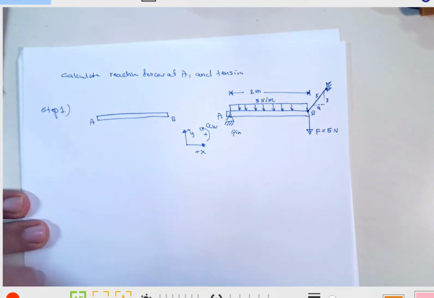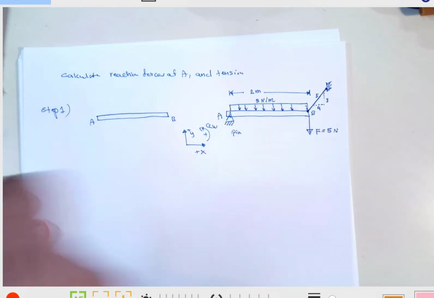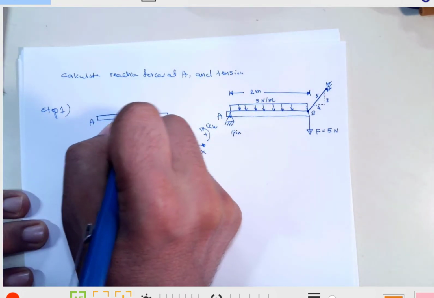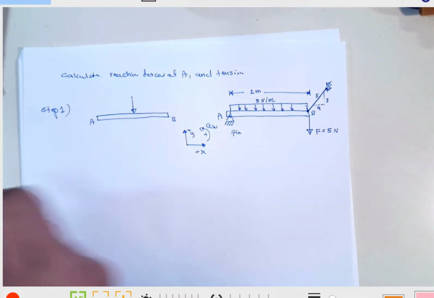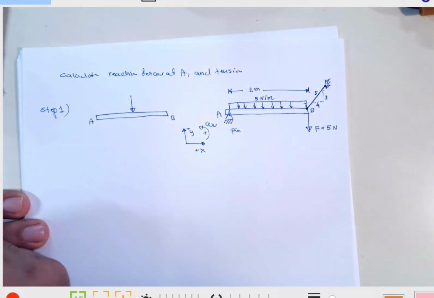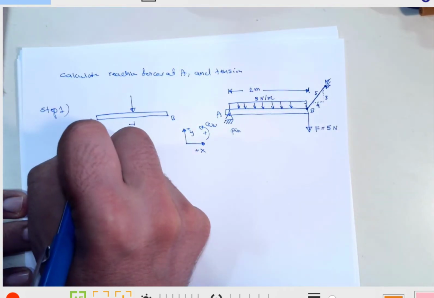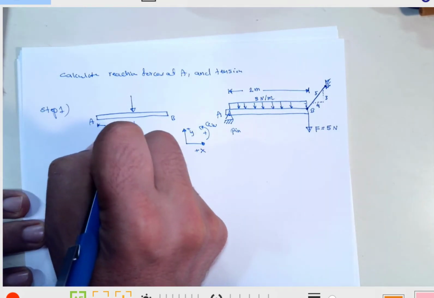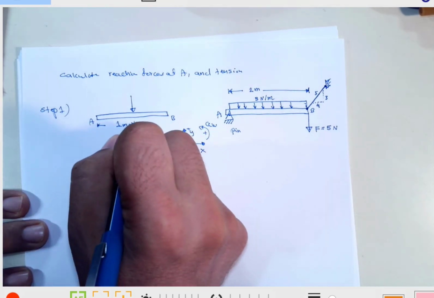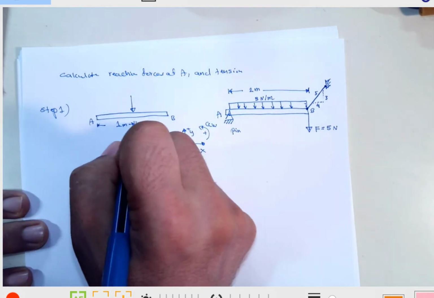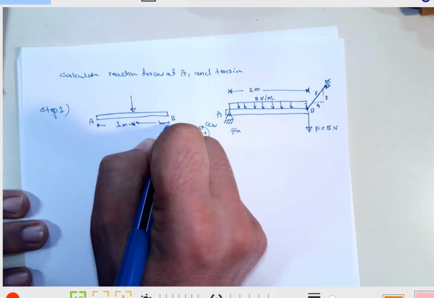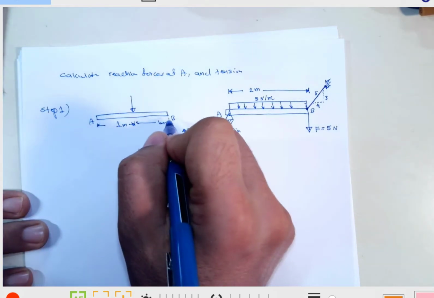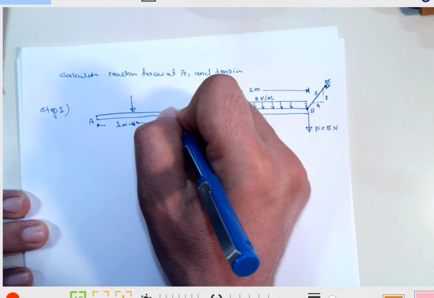And I replace this uniform force with a single force acting at the center, because this is a rectangle, and its location is going to be in the middle. So this is going to be 1 meter from both sides, right? 1 meter. And we have also tension force.